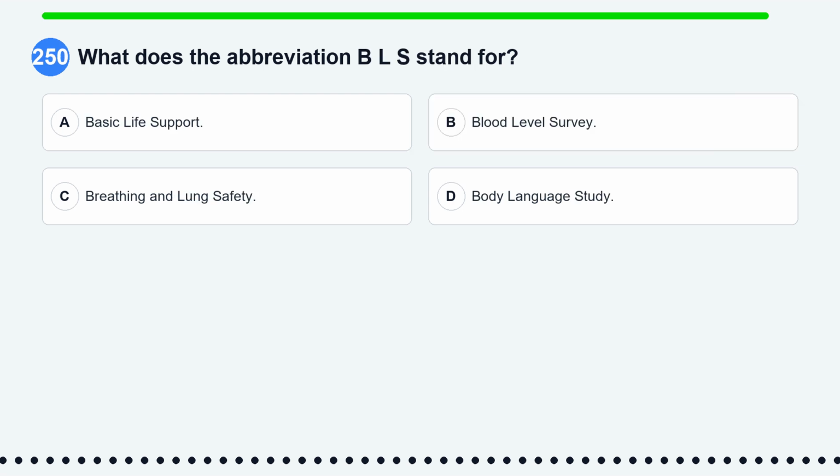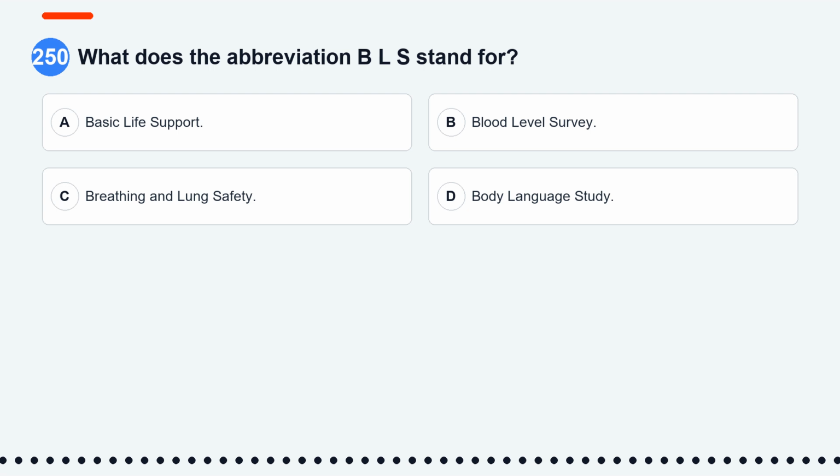Question 250. What does the abbreviation BLS stand for? Option A. Basic Life Support. Option B. Blood Level Survey. Option C. Breathing and Lung Safety. Option D. Body Language Study.